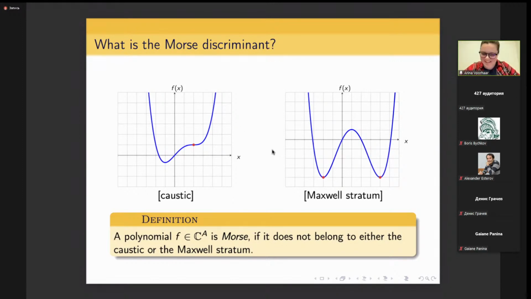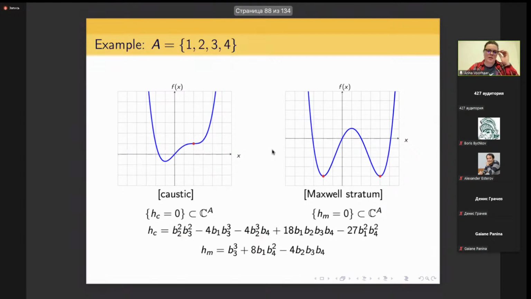I say that the polynomial is Morse, and probably that's not the best notation, but it's work in progress, so maybe one day it will change. I say that it's Morse if it doesn't belong to either the caustic or the Maxwell stratum. Now let's look at a concrete example: degree 4 polynomials.